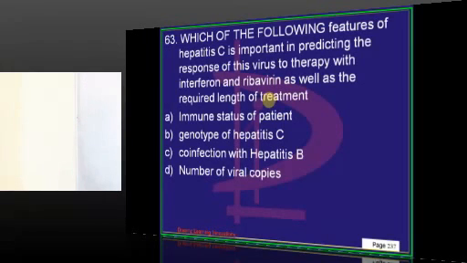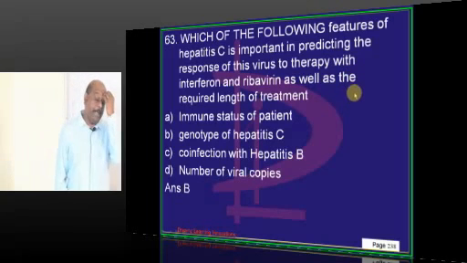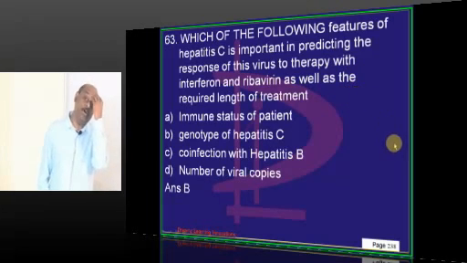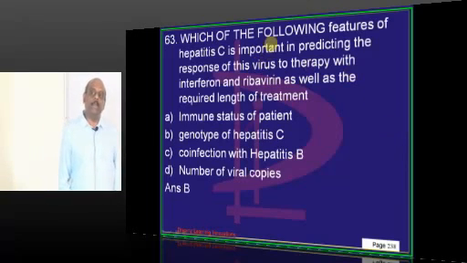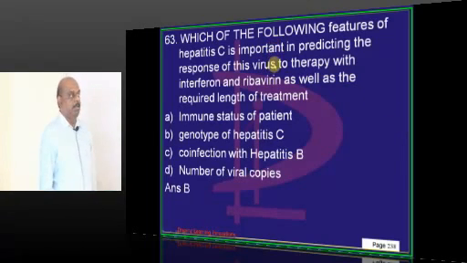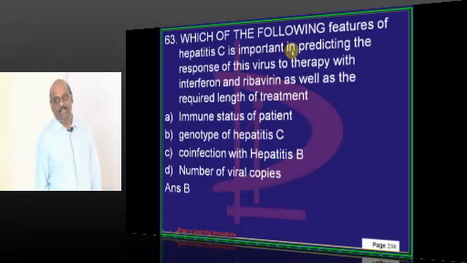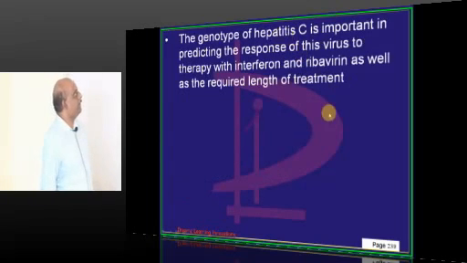Now, to know the response to therapy with interferon and ribavirin, what is the most important parameter that you need to know to prognosticate a patient who has hepatitis C? Whenever hepatitis C is found, the genotype of hepatitis C is checked. Is it hepatitis C type 1, type 2 or type 3? And accordingly a call is taken.